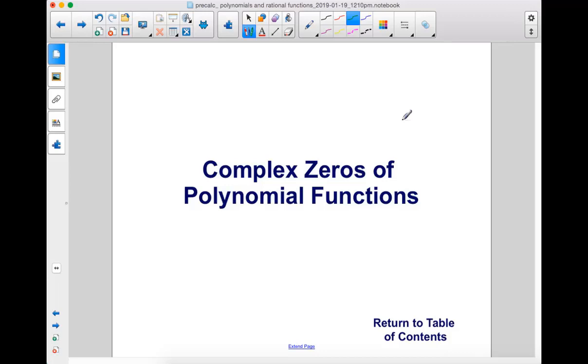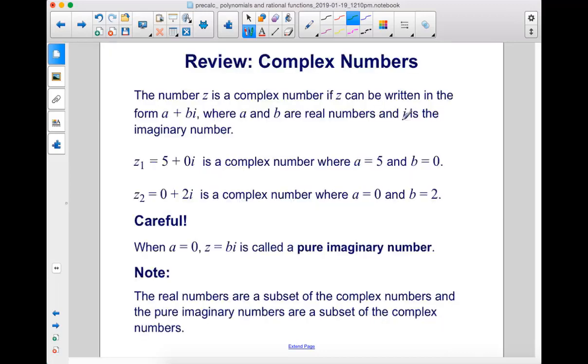Complex zeros of polynomial functions. The number z is a complex number if z can be written in the form a plus bi, where a and b are real numbers and i is the imaginary number. z1 equals 5 plus 0i is a complex number where a equals 5 and b equals 0.